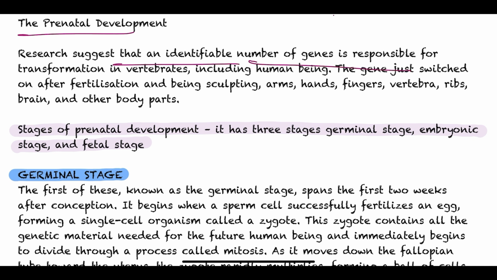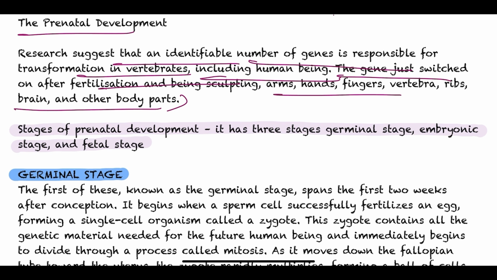Research suggests that an identifiable number of genes is responsible for transformation in vertebrates, including human beings. The genes are switched on after fertilization and begin sculpting arms, hands, fingers, vertebrae, ribs, brain and other body parts. A gene carries hereditary material from the parents to the offspring. So after fertilization the genes are switched on, and that sculpts how the arms, fingers, vertebrae and other body parts will be, how the offspring will look. All these things are decided by the genes.